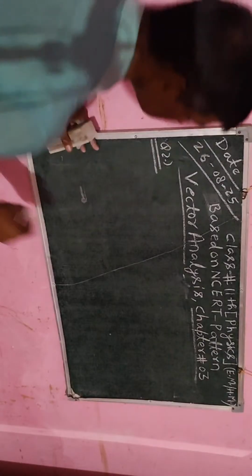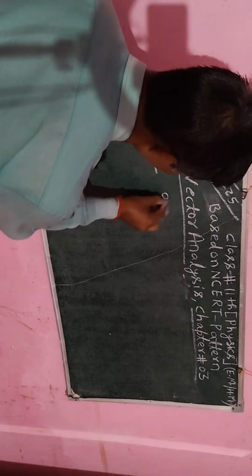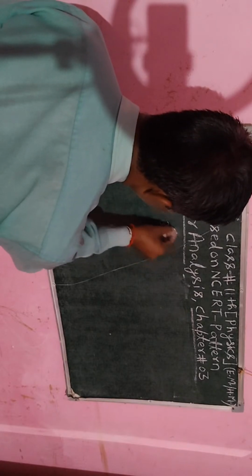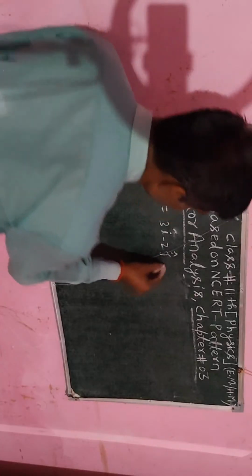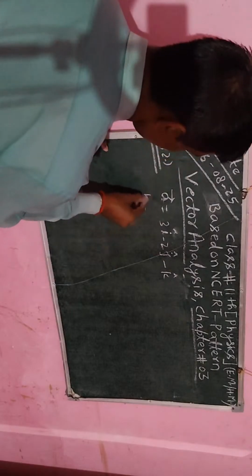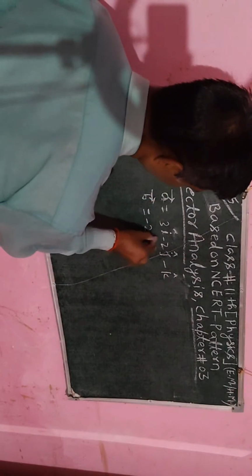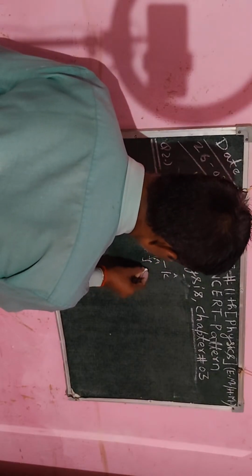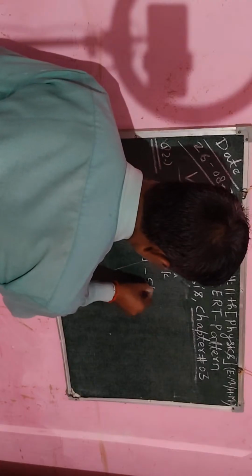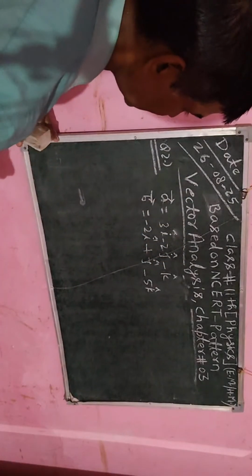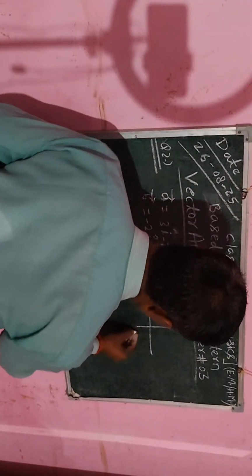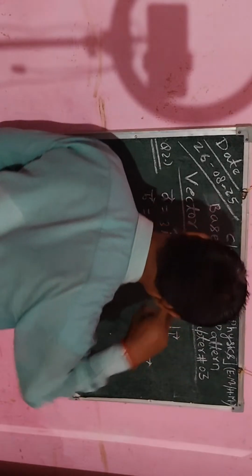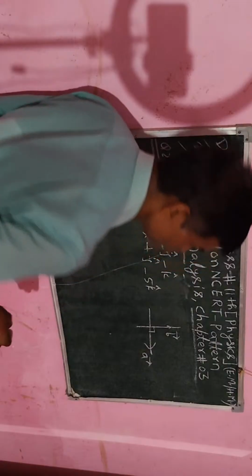Suppose that here I am taking vector A whose value is 3 vector i cap minus 2 vector j cap minus vector k cap, and vector B is also available here, minus 2 vector i cap plus j cap and then 5 vector k cap. Now the question is that one vector is perpendicular to the other. It means this is vector A and this is vector B, and vector B is perpendicular to vector A. It means the angle between these two vectors will be 90 degrees.